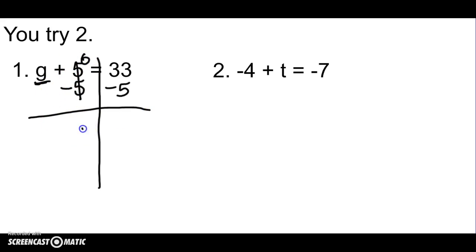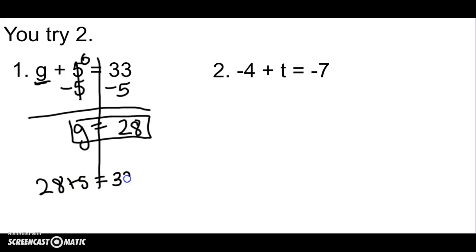I'll be left with just a g on the left-hand side because my 5's cancel out. 5 minus 5 is 0. And then I'll do 33 minus 5 on the right and get 28. If we go back in and check, we see that 28 plus 5 does indeed equal 33. Therefore, we know our final answer is g is 28.